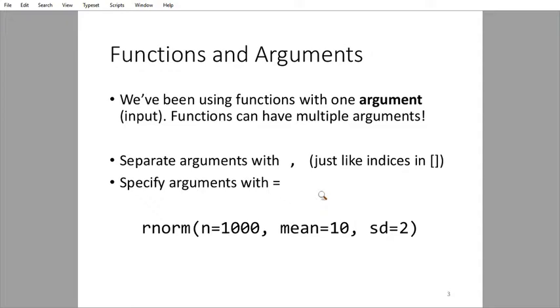So just to review, the arguments are the things separated by commas. The values of the arguments here are 1,000, 10, and 2, and the names of the arguments are n, mean, and sd. So feel free to try this in R. It should work without anything else at this point.